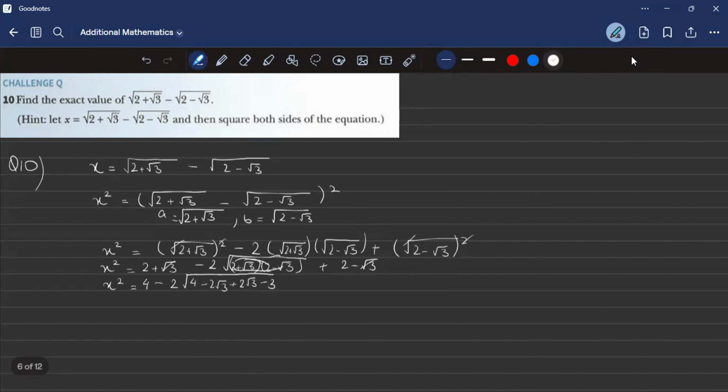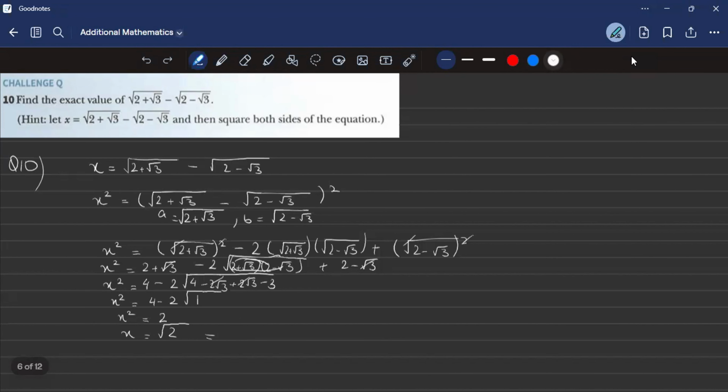I know this is a bit of a mess here, but I'm sorry I can't do anything about it. So simplify this further, x squared is equals to 4 minus 2 multiplied by, this cancels down, 2 minus 3 is 1. So x squared is equals to 4 minus 2, which is equals to 2 itself, and x is equals to under root 2. And that's our answer for question number 10. That's it.